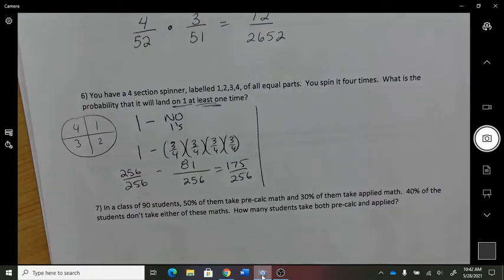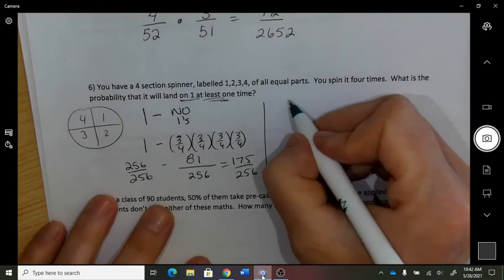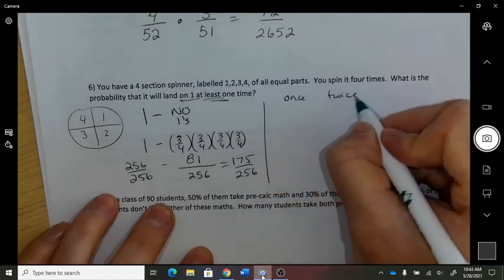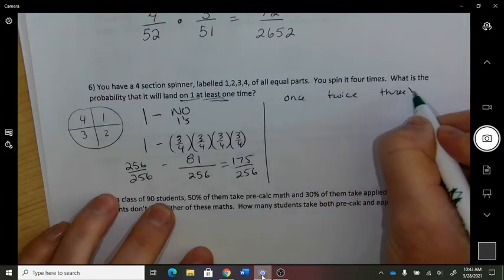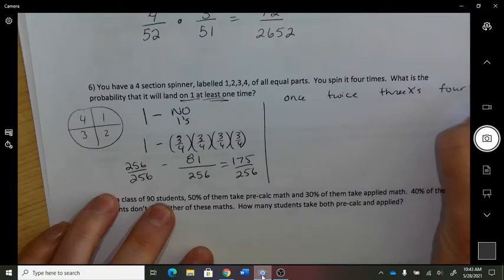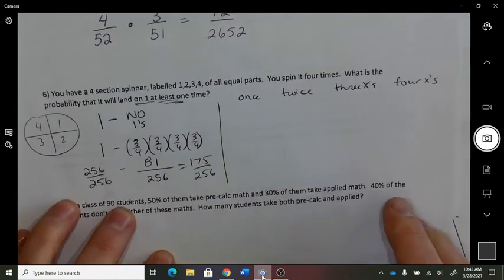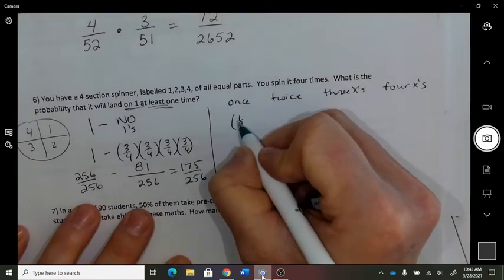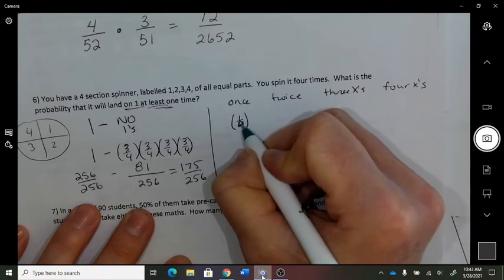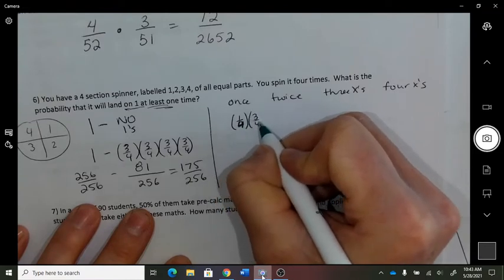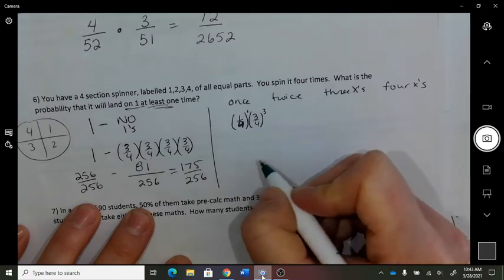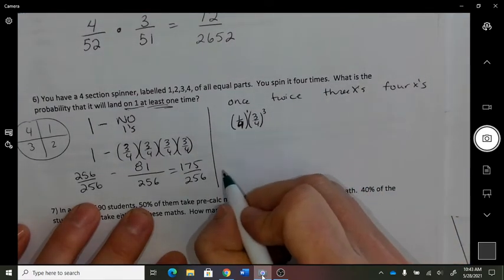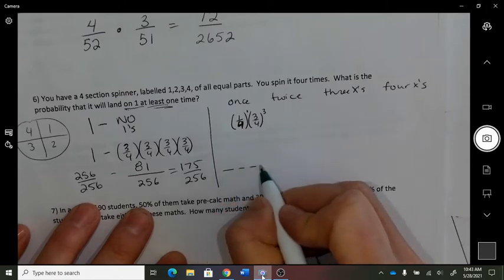Okay, the other method is that you go the other way and you say, well, what if I get it once, twice, 3 times, or 4 times? That's at least getting it once. So if you get it once, 1 out of 4 is if you get it, which means you miss 3 times. Okay, but you have to consider that you're going to make it miss, miss, miss.